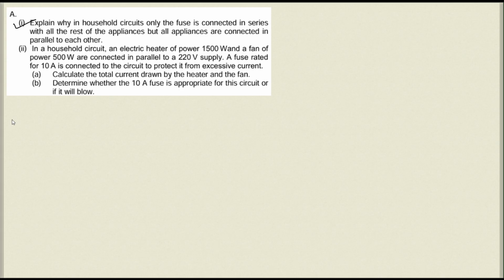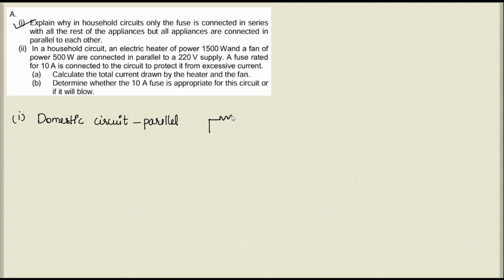Next question. First, we'll answer the first part of the question. Explain why in household circuits only the fuse is connected in series with all the rest of the appliances, but all the appliances are connected in parallel to each other. When we consider domestic electric circuits, all the appliances are connected in parallel. The reason is that when we connect the appliances in parallel, all the appliances get equal voltage.